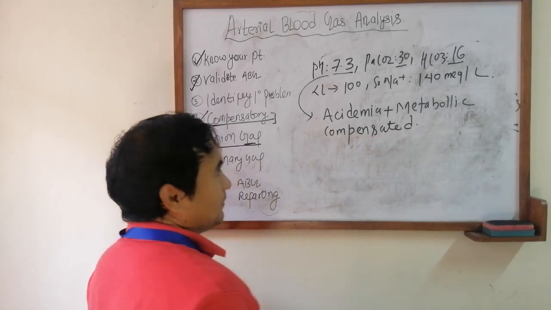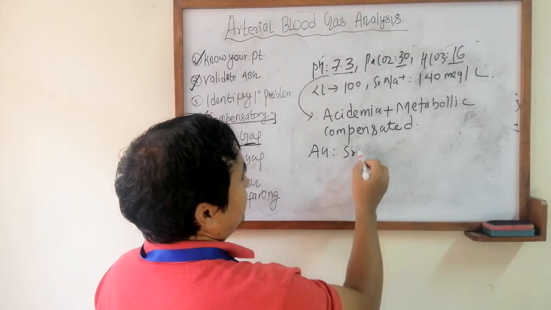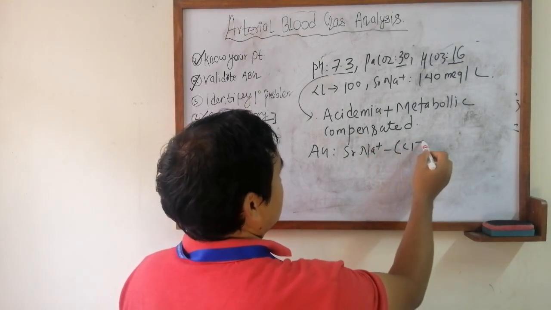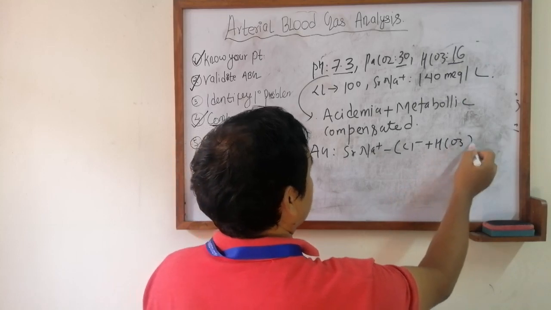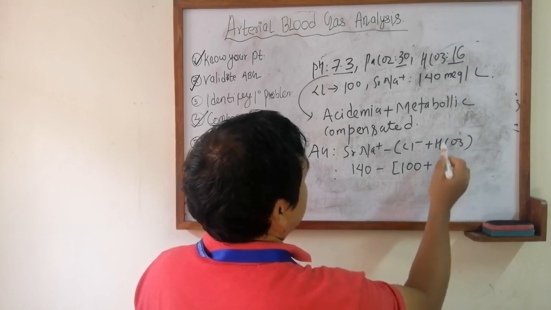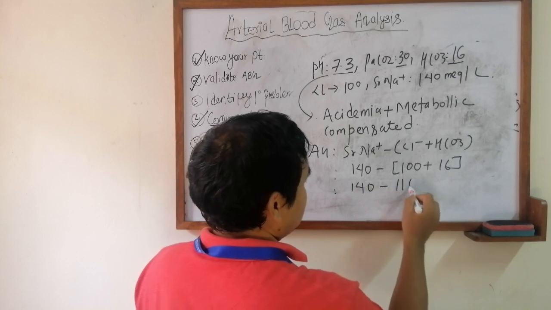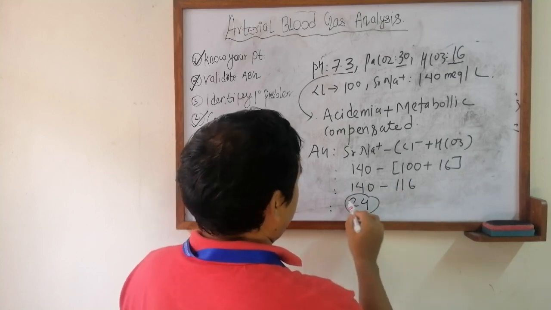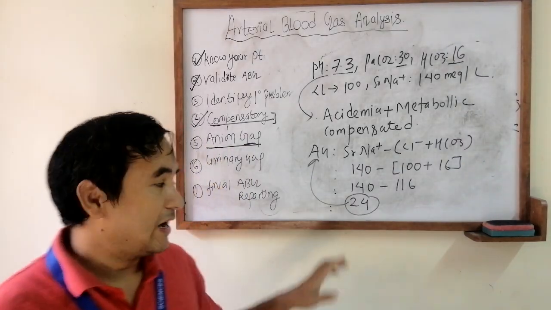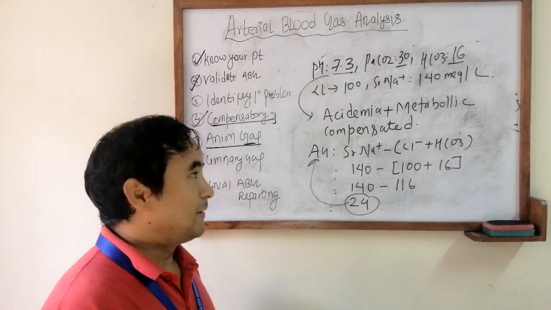Then we also have to comment upon the anion gap. Anion gap is serum sodium minus chloride plus bicarbonate. Serum sodium here is 140 minus chloride 100 plus bicarbonate 16, so 140 minus 116 equals 24. It's not a normal anion gap, it's a high anion gap. So we can say this is a high anion gap metabolic acidosis with compensation.